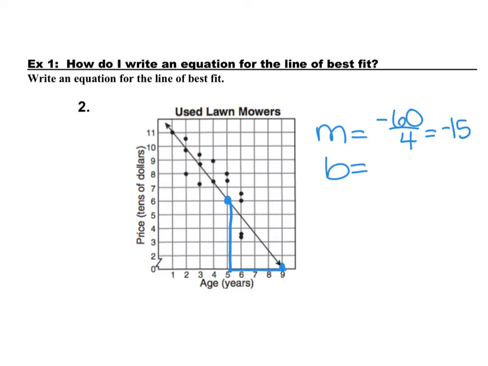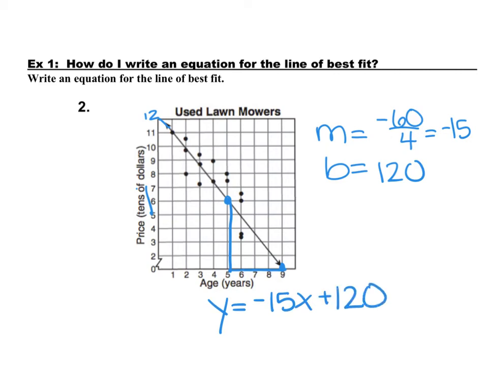So our y-intercept, it looks like if I extended it up there, it would be on the 12, but remember it's the tens of dollars. So that means that the y-intercept is 120. All right, so we have then an equation, y is equal to negative 15x plus 120. So meaning that this used lawnmower at 0 years is costing $120, and every year it's depreciating, or the price is going down by $15 every year.